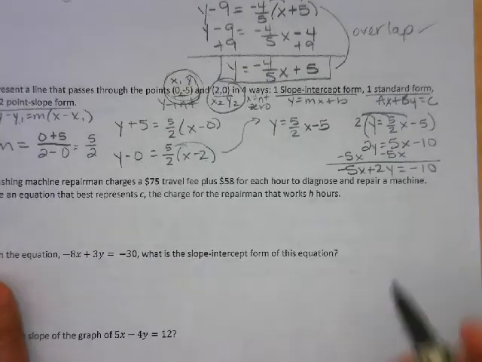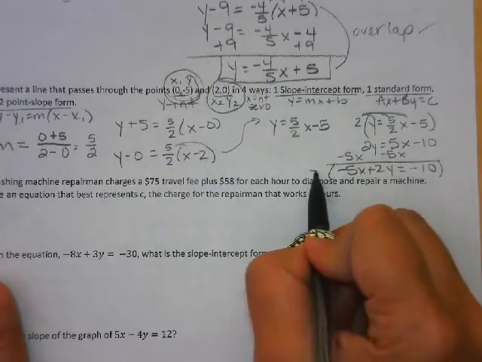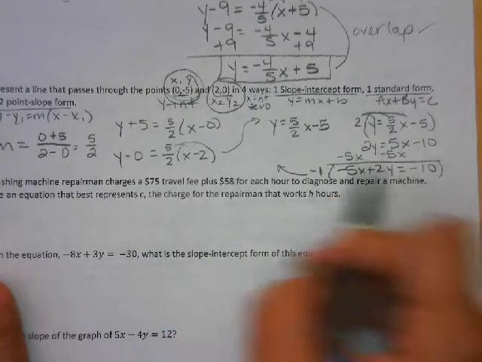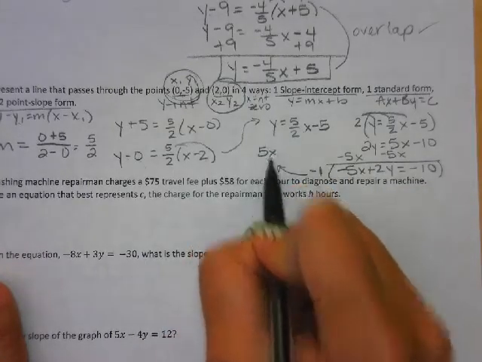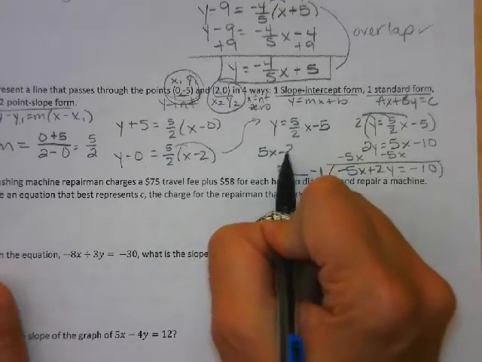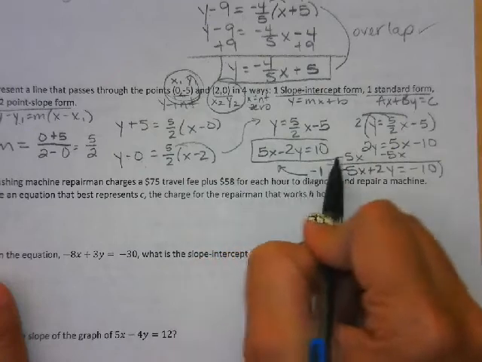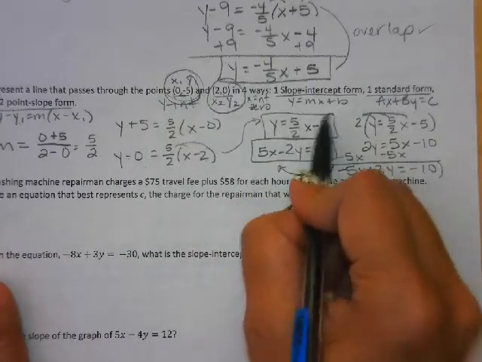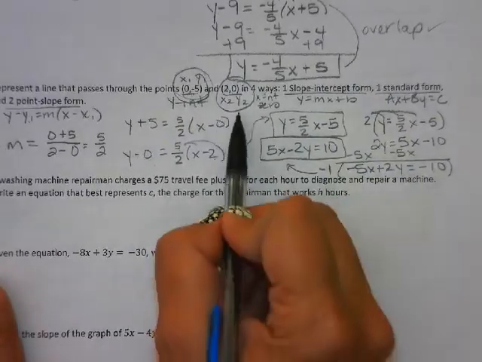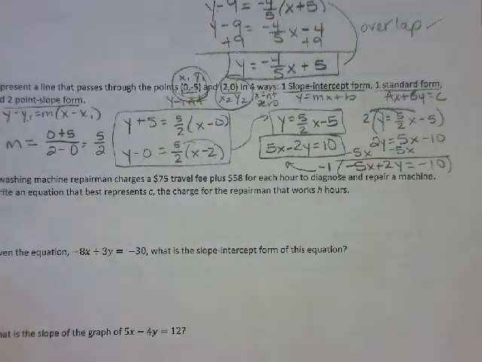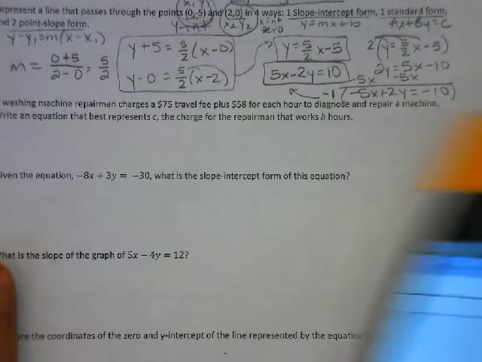And I know that a needs to be positive, so I'm just going to multiply everything by negative 1. And I'm going to write it over here because I've run out of room. 5x minus 2y equals a positive 10. So here's my standard, my slope-intercept, and my 2-point slopes. Now I would definitely, in my calculator, go ahead and graph those to make sure that everything overlaps and I did it correctly.